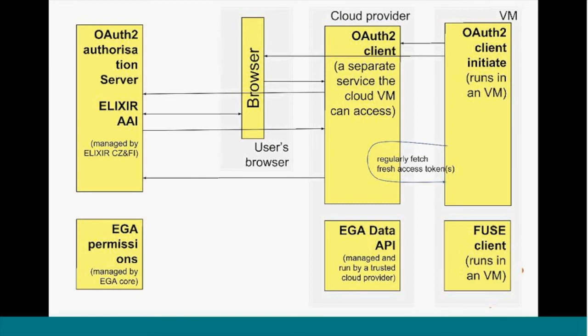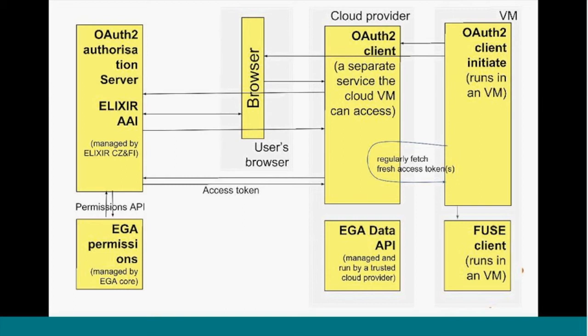And then the OAuth2 client is going to ask ELIXIR AAI what dataset permissions you have for this user. And ELIXIR AAI is going to make this request to the EGA permissions API. And when ELIXIR AAI gets this information, it's going to return an access token to the OAuth2 client, and eventually that virtual machine is going to receive this token.